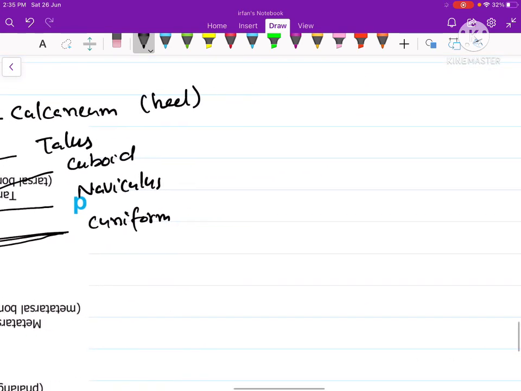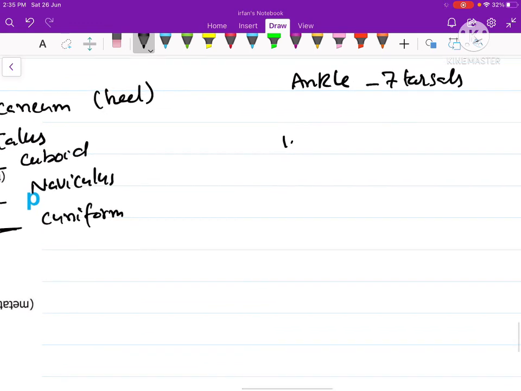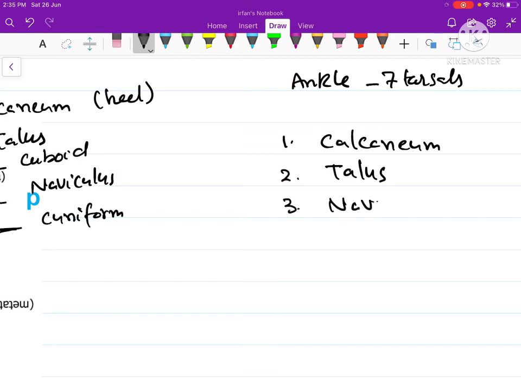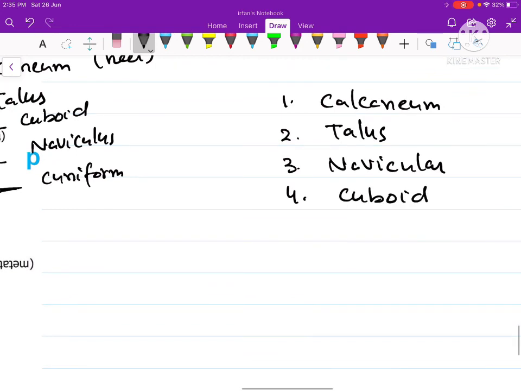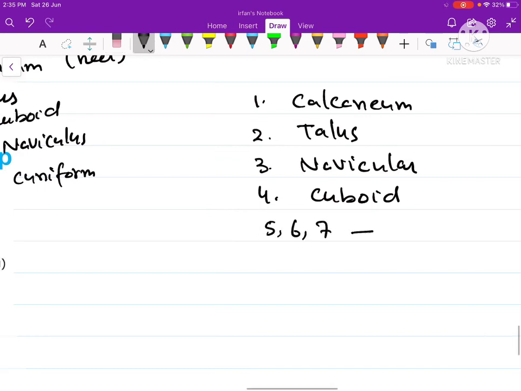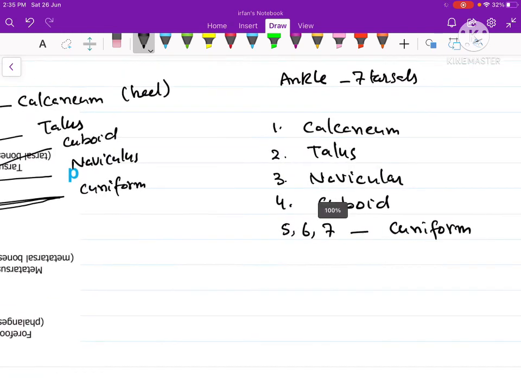Our foot, our ankle, is formed of 7 tarsals. The first tarsal is called the calcaneum. Calcaneum forms the heel. Number 2 is called the talus. Number 3 is called the navicular. Number 4 is called the cuboid. And the remaining 3, that is the 5th, 6th and 7th, are collectively called the cuneiform: first cuneiform, second cuneiform and third cuneiform. So they represent our ankle.